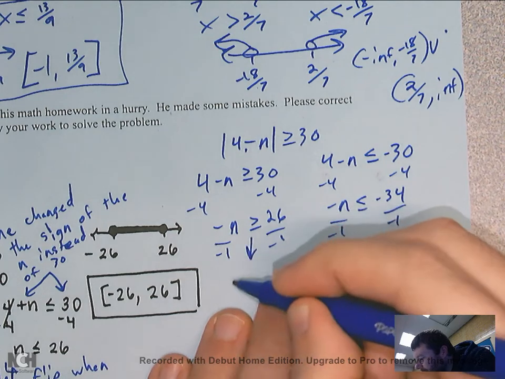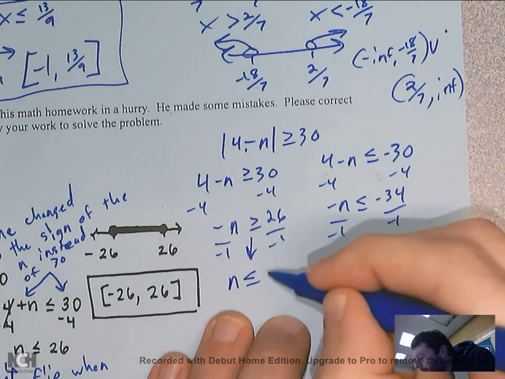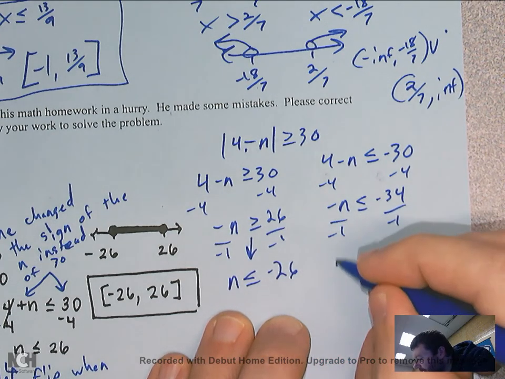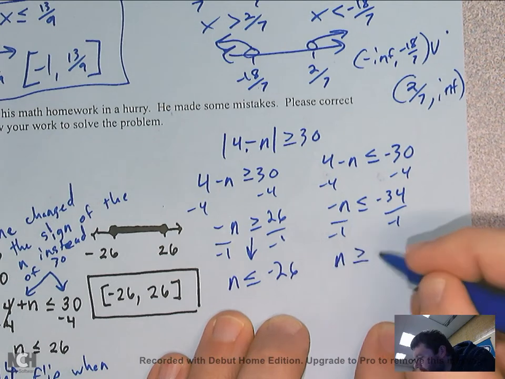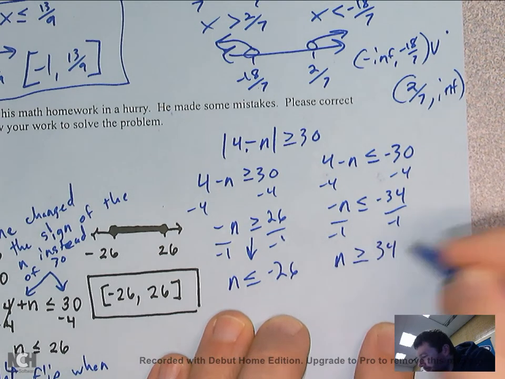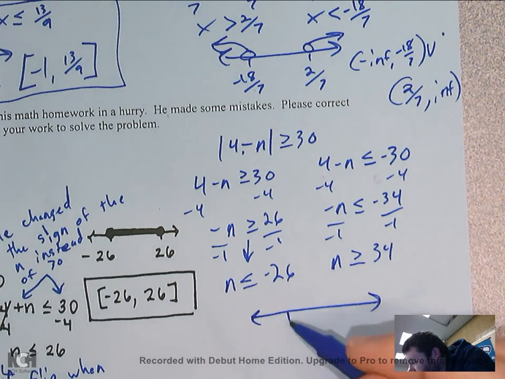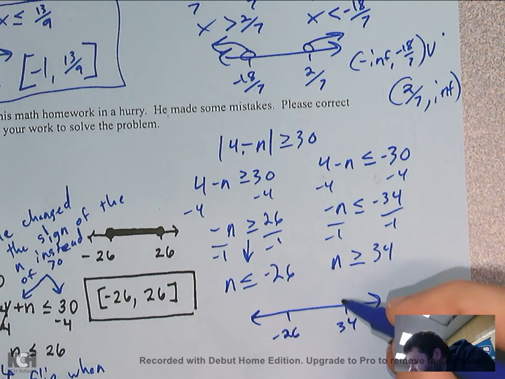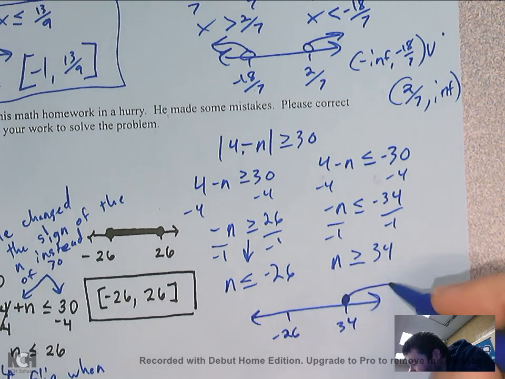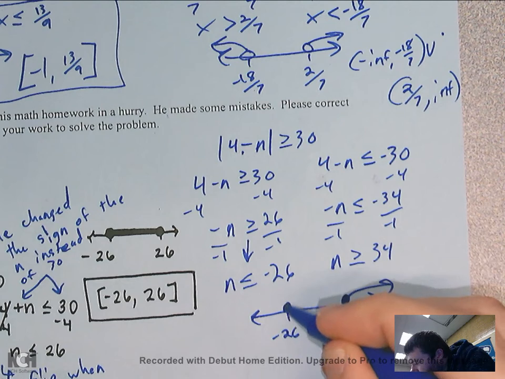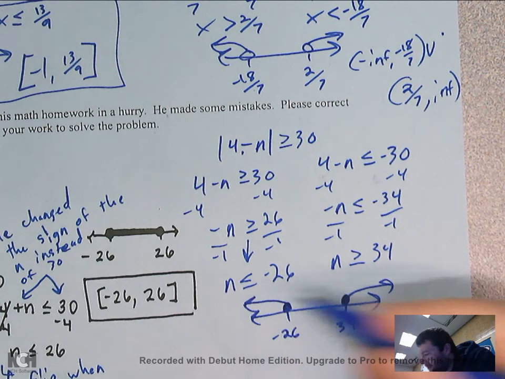Then you divide by the negative to each side, and you need to flip the signs when you do that. So n is less than or equal to negative 26, and n is greater than or equal to positive 34. So when you graph it, you got negative 26, positive 34. It's greater than 34, right? So it's going to go to the right. It's less than 26, so it's going to go to the left.